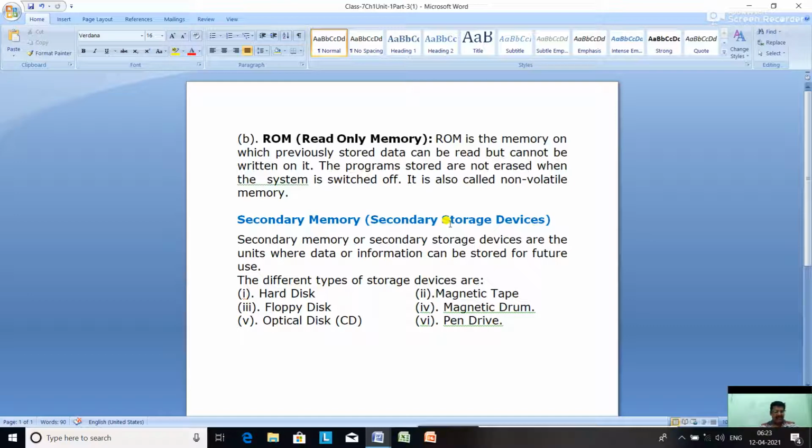So we discussed two differences between primary memory and secondary memory. Primary memory is the main memory of a computer, and secondary memory is the helping auxiliary memory from where stored data can be retrieved. Second difference: in primary memory, data and instructions get erased as soon as the computer is switched off. On the other side, in secondary memory, data or instructions are stored for future use.